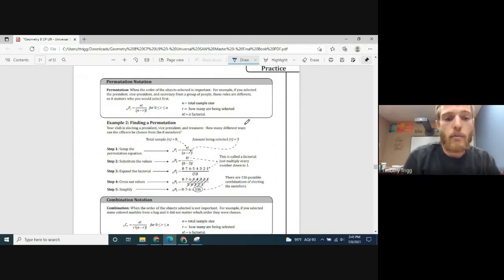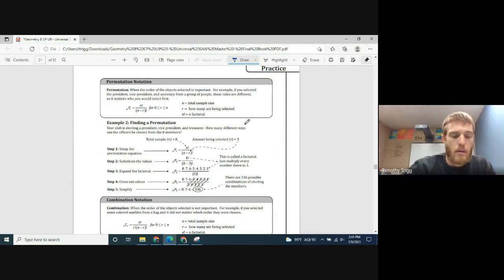Okay, so they give you a formula here. It looks scary. Okay, for permutation, it says nPr equals n factorial, is what you read that as, over n minus r factorial, for 0 less than or equal to r, which is less than or equal to n. Okay, well, that looks confusing, but it's not that bad.